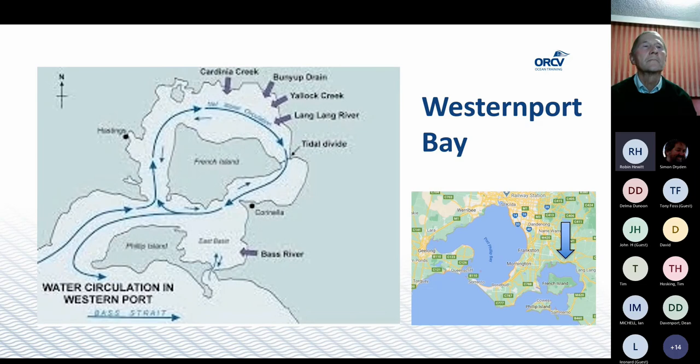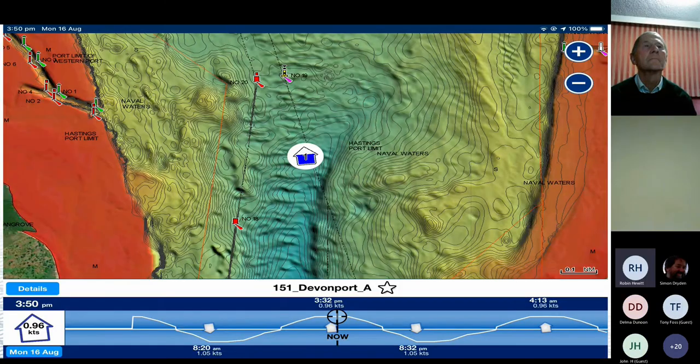This is Western Port, and although I said the circulation goes clockwise, and it does here, when you get up to Sydney, it's very, very different. And the reason it tends to flow out a lot here is because of all the streams that flow into Western Port from the lowlands there.